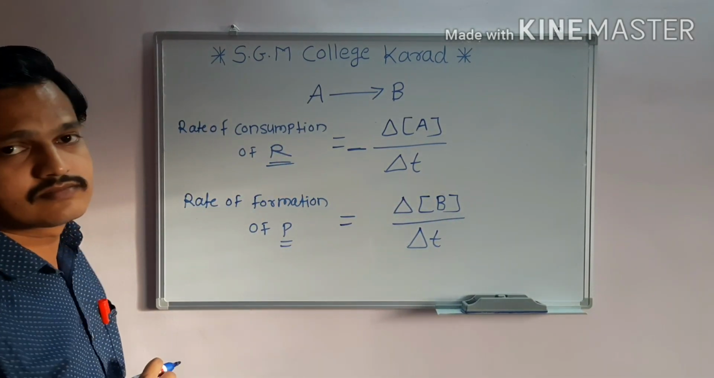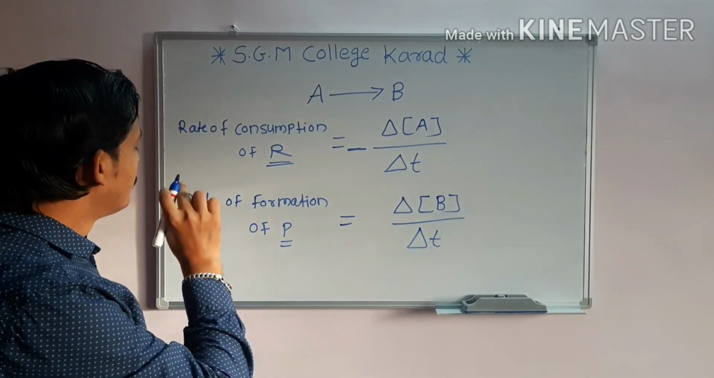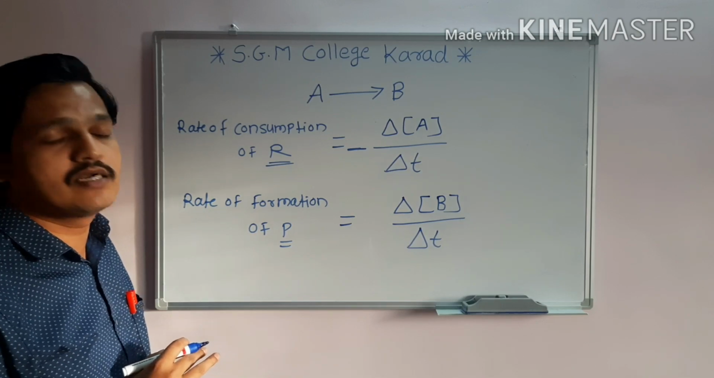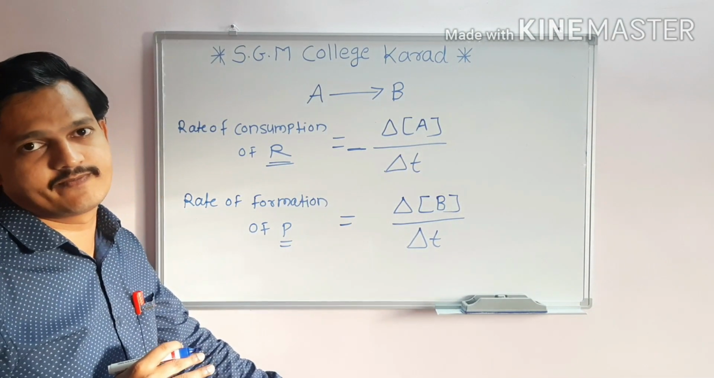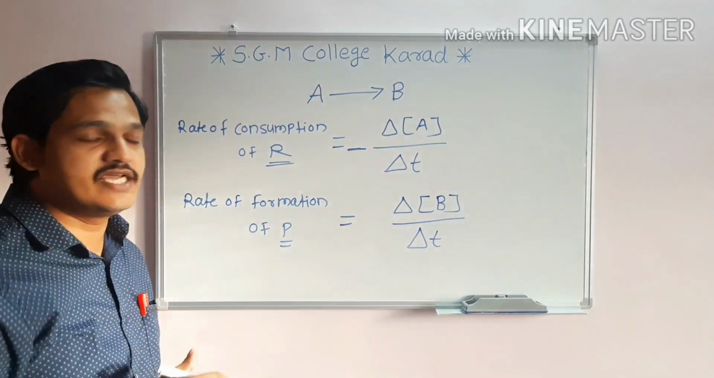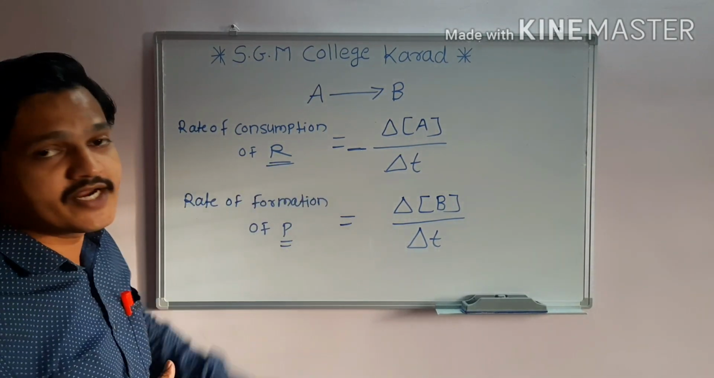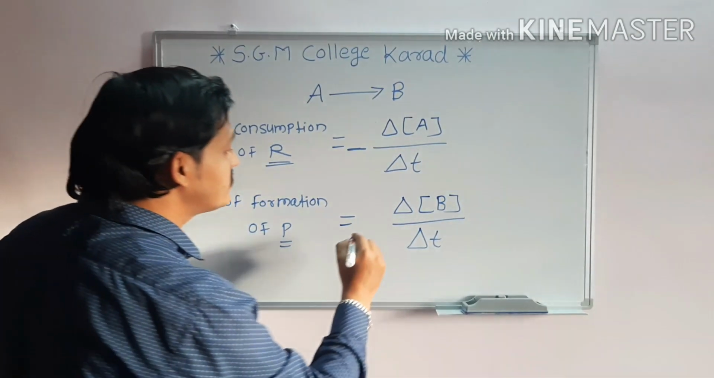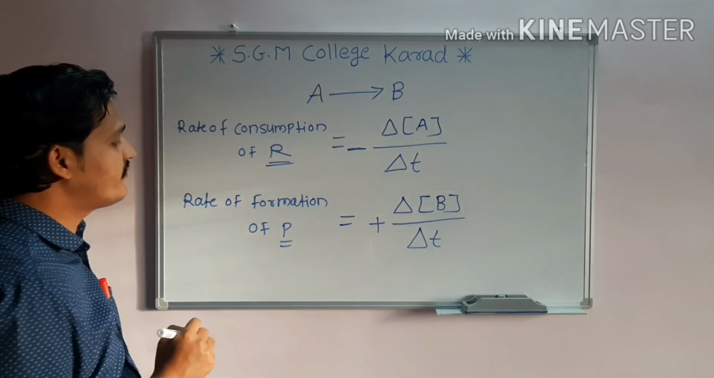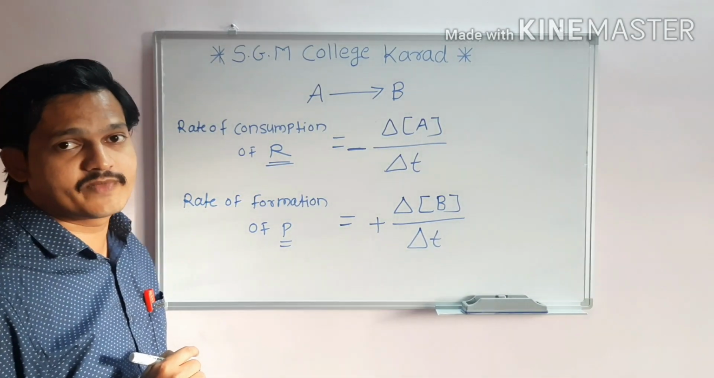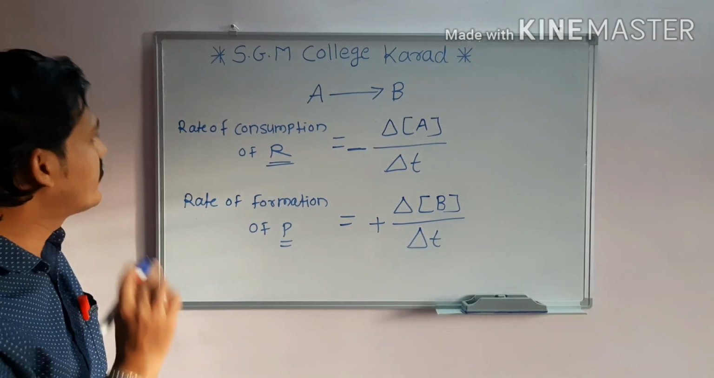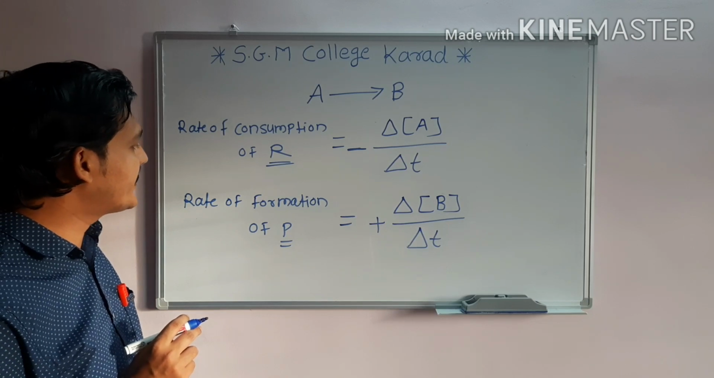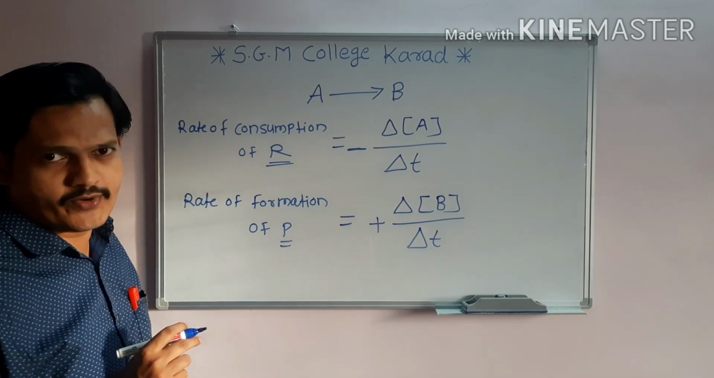Now, the rate of consumption of reactant: the concentration of reactant decreases and the concentration of product increases. Decreases, hence I am giving a negative sign in the case of reactant. Increases, so I am giving a positive sign in the case of rate of formation of product. That is how to write the rate of consumption of reactant and the rate of formation of product.